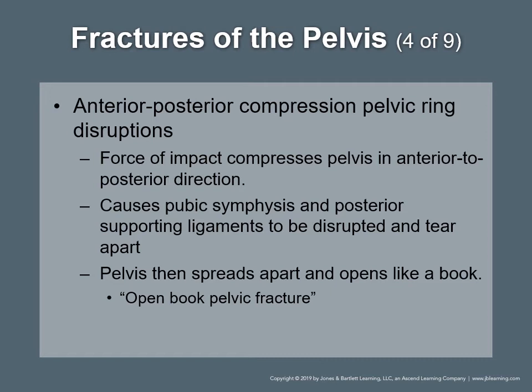Anterior-posterior compression pelvic ring disruptions may occur following head-on MVC, motorcycle crash, fall, or pedestrian struck head-on by vehicle. The force of impact compresses the pelvis in an anterior to posterior direction. It causes the pubic symphysis and posterior supporting ligaments to be disrupted and tear apart. The pelvis then spreads apart and opens like a book. Open book pelvic fracture is what this is called. Potential for massive blood loss.